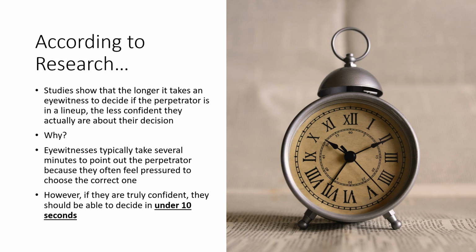One of the things that we have learned from research is that when an eyewitness is actually making their initial determination of whether a person is actually a suspect, they sometimes can take a really long time to make their determination. And what the research shows us is that the more time it takes an eyewitness to make an identification, the less likely that identification is to be accurate.